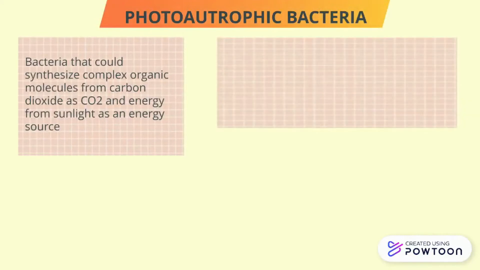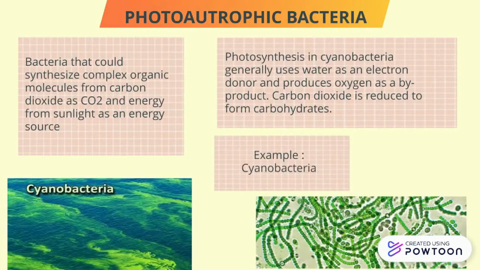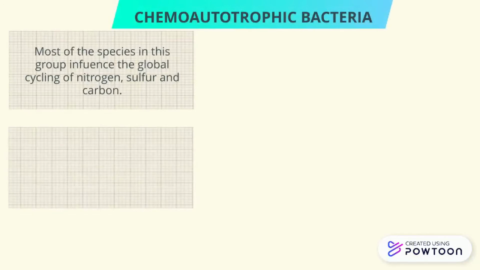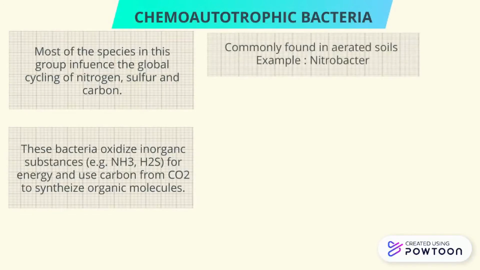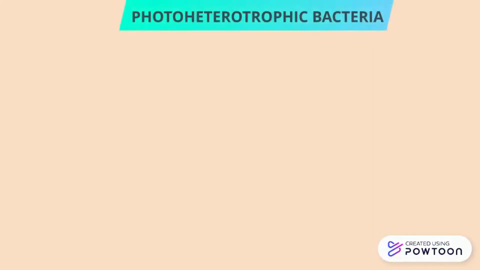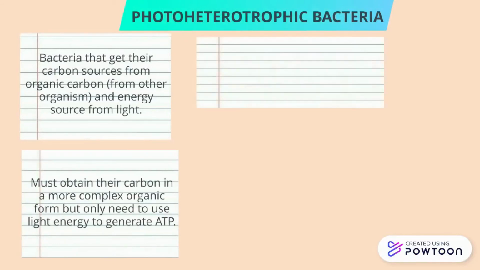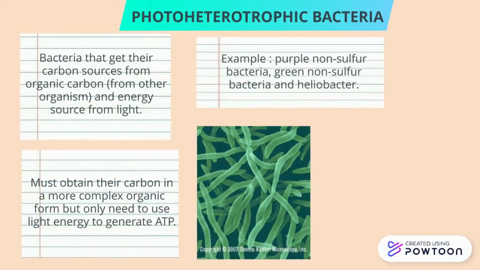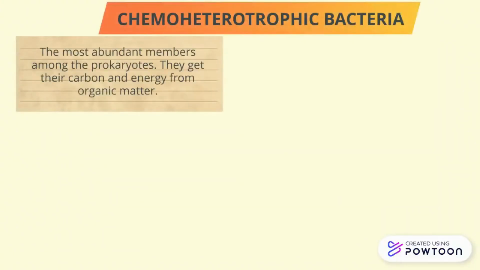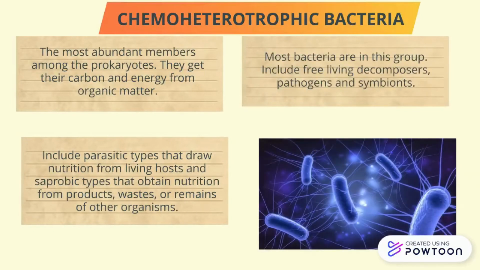Photoautotrophic bacteria get the carbon source from carbon dioxide and energy source from sunlight. Chemoautotrophic bacteria get the carbon source from the carbon dioxide and the energy source from inorganic substances. While photoheterotrophic bacteria get their carbon source from organic carbon and energy source from sunlight. Chemoheterotrophic bacteria get their carbon source and energy source from organic carbon.